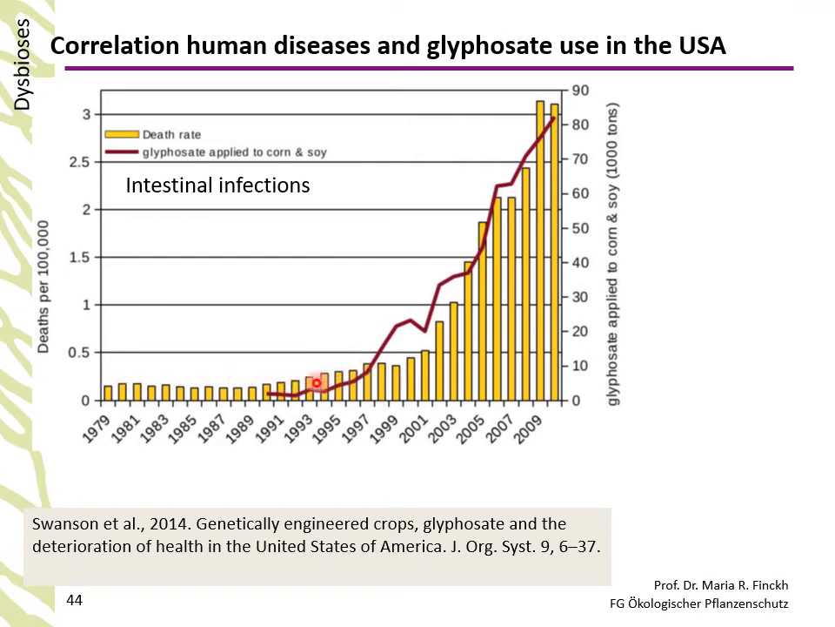And you have to know that in the late 80s, glyphosate started being applied, yeah, but not very much. In 1996, GMO glyphosate-resistant corn and soybean started to be grown on a large scale, and this is where you see the glyphosate rates go up. And in parallel, the death rate from intestinal infections is also going up.